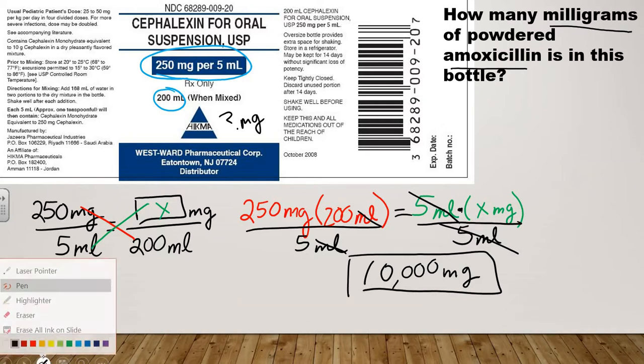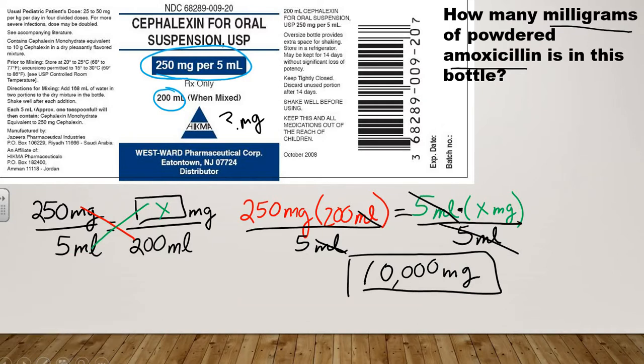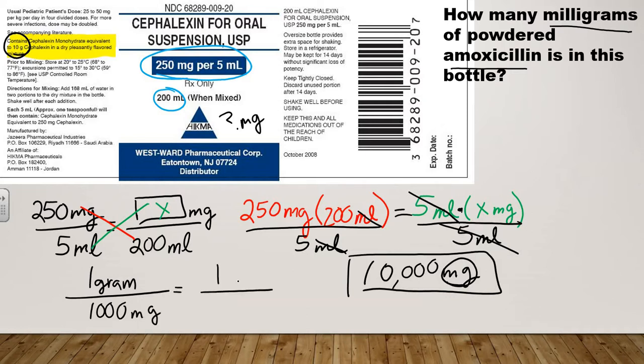Now, if you look very carefully at this label here, there's a hint. It says right here on the side that it contains 10 grams of the powder. Okay, now that doesn't mean your calculations are wrong, because that's in grams and that's in milligrams. So to get into grams, we know that in 1 gram there is 1,000 milligrams. I want to know how many grams are in 10,000 milligrams.